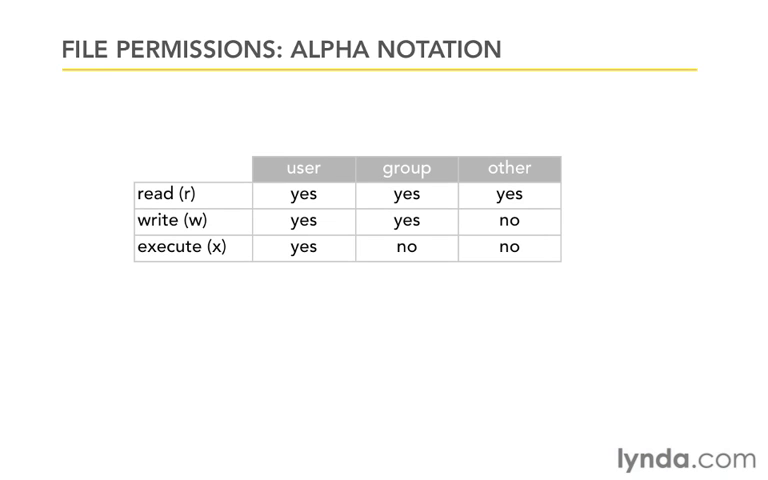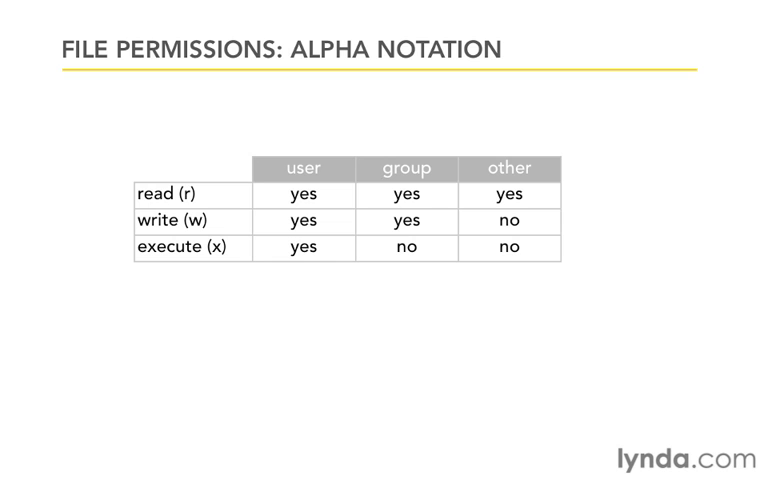Imagine that we have 3 categories. We have our user, which is our owner category. We're going to call it user. That's the first category. The second one is group, everyone who belongs to the group. And the third category is other. That's everyone else who might have access to this file. So user, group, and other are our 3 categories. And for each of them, we can set 3 kinds of permissions.